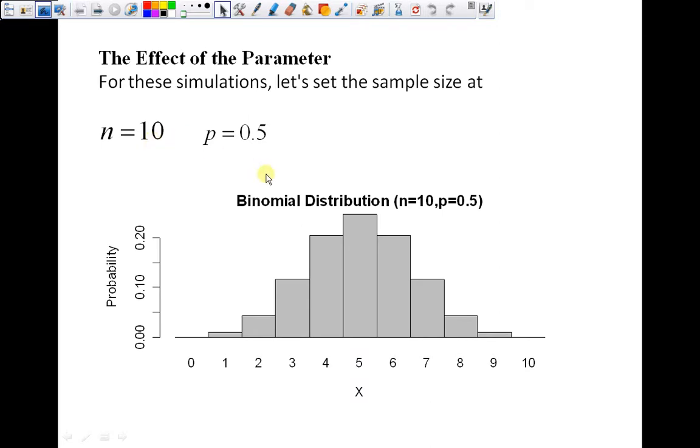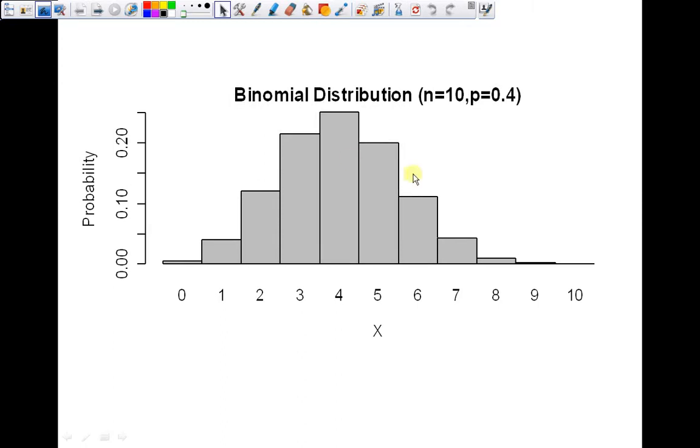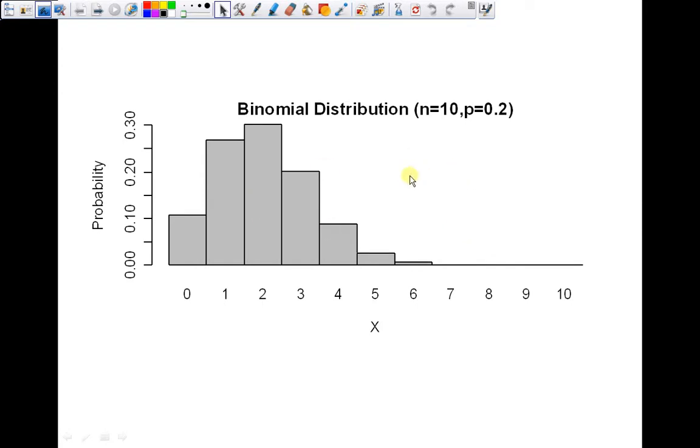So what we're going to look at here is what happens when P is not 0.5. Here's 0.4. Notice that we're centered around 4 successes, which is p hat equal to 0.4. Notice that this distribution starts looking a little skewed to the right. If we shift, this was 0.2. Notice that the most probable is 2 successes, which would be p hat is 0.2, and we're more right skewed here.